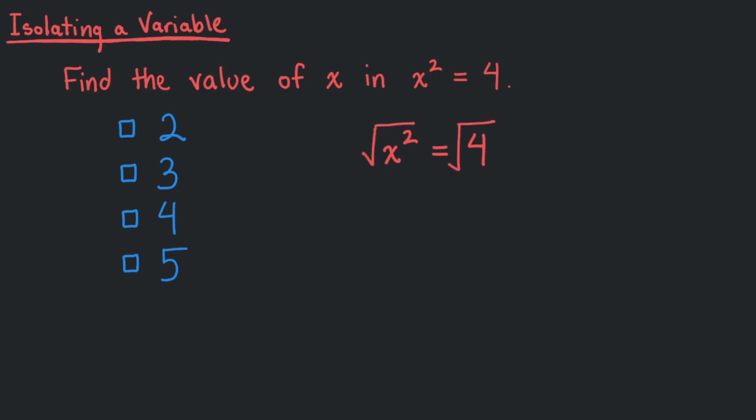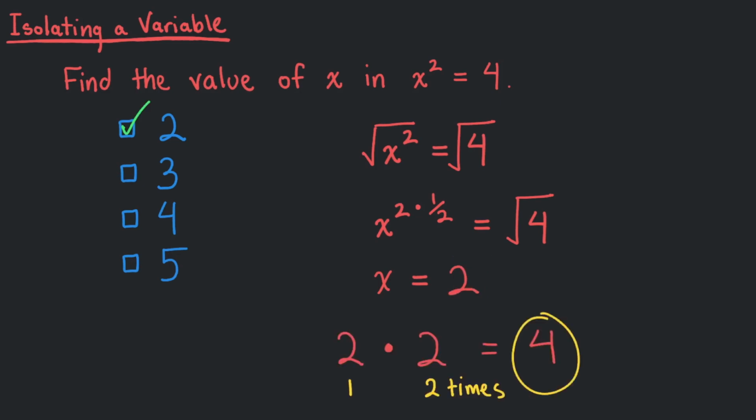A square root can also be written as a number written to the 1/2 power. So the square root of x to the power of 2 equals x to the power of 2 times 1/2, which equals x to the power of 1. X multiplied by itself one time is just x. On the other hand, the square root of 4 is 2 because 2 multiplied by itself 2 times is 4.